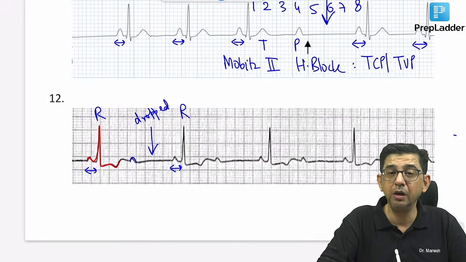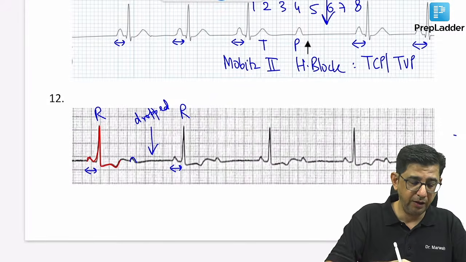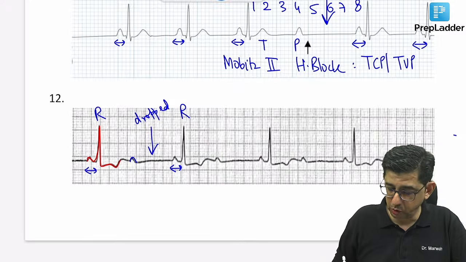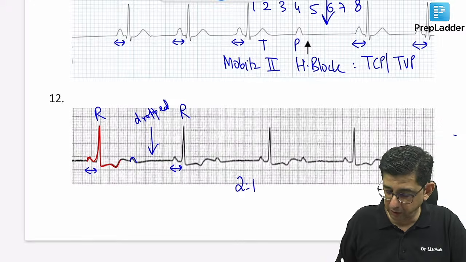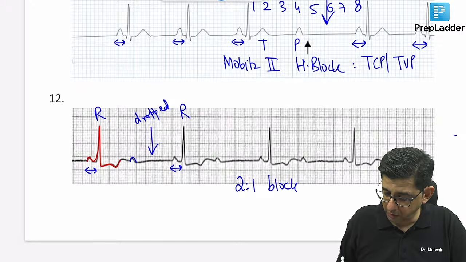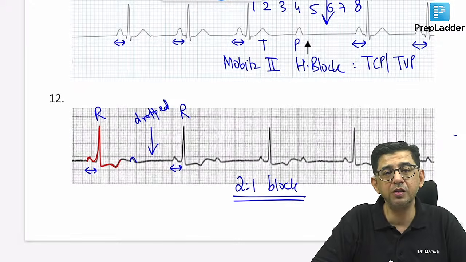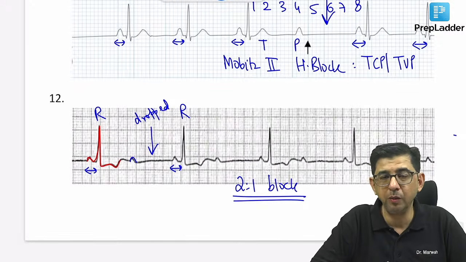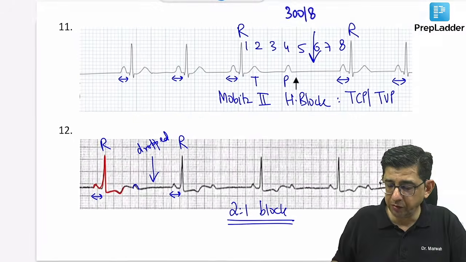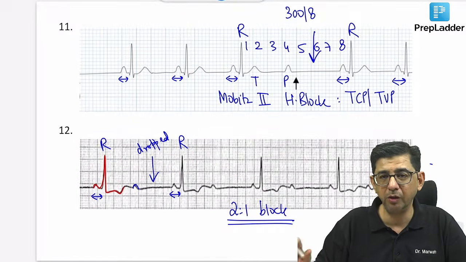This would also be an infranodal conduction defect. And yeah, you would be answering this as 2:1 block. Very good, very good. This would be called a 2:1 block. This is a differential diagnosis of Mobitz 2 heart block. Especially if you're sitting for the FMGE exam, just get Mobitz 1 and Mobitz 2 right.